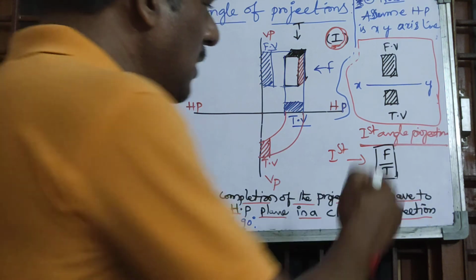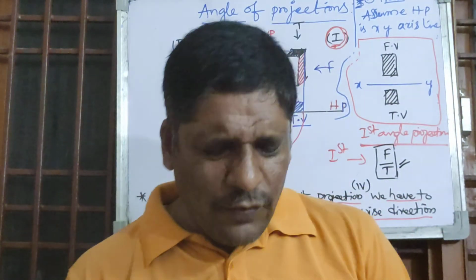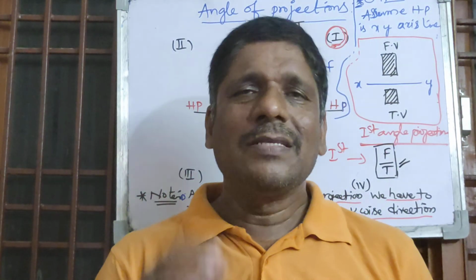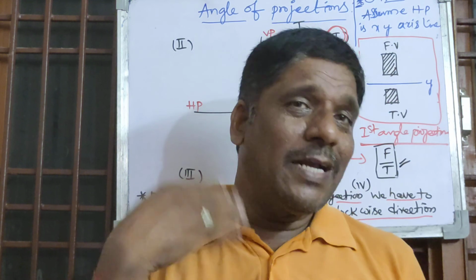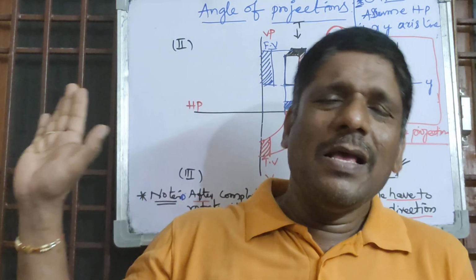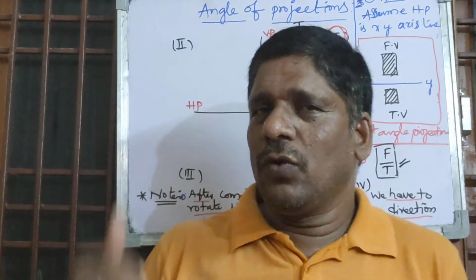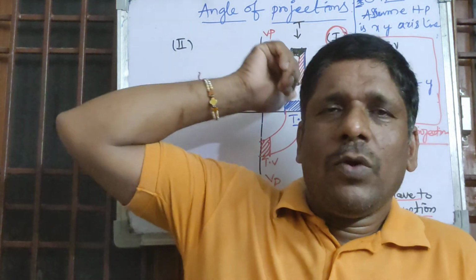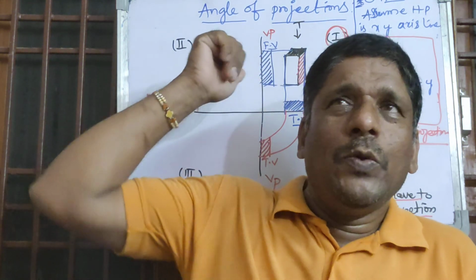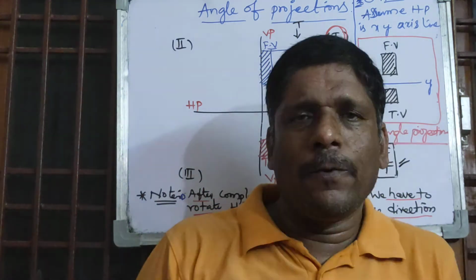Just keep this in your mind, and in the next video we go for second angle projection. In the second angle projection, what do you have to do? The same object we keep in the second quadrant and we see what will happen. In the first quadrant, we got F by T, meaning front view by top view, or above XY front view, below XY top view.